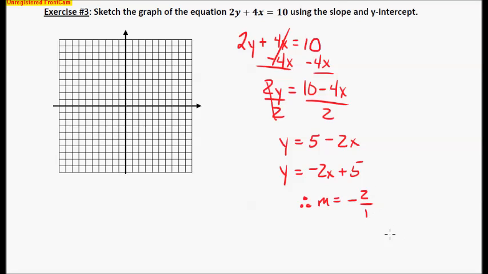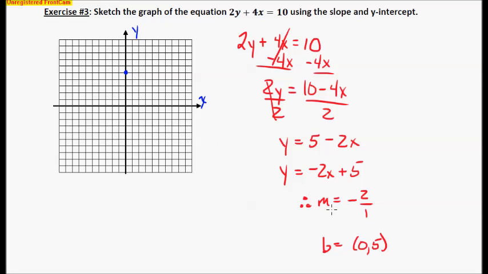And again, I'm going to write it as a fraction here. And the y-intercept is 0, comma 5. Okay, so now what that allows me to do, just like last time, is go over to the coordinate plane and get things situated here. I'm going to label my x and my y. I'm going to start at the y-intercept, 0, comma 5. So that would be the point right here.